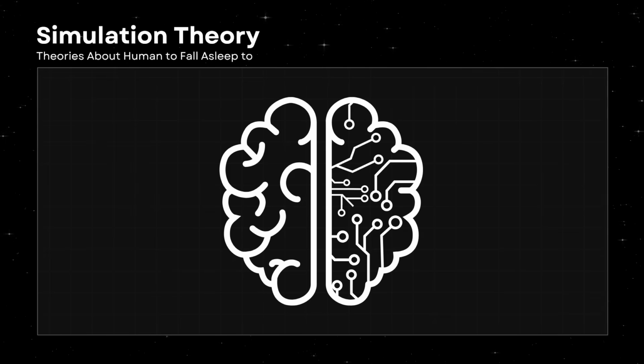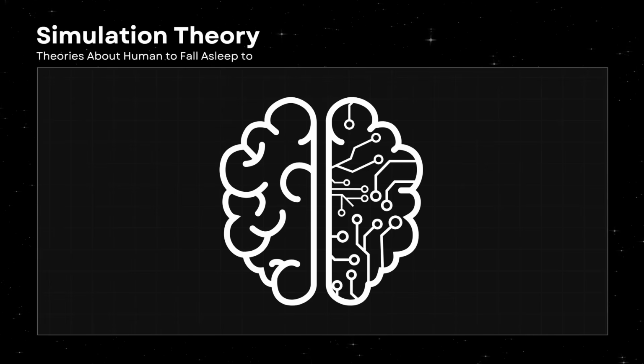According to this idea, everything, people, objects, even the laws of physics, could be code running on a system built by someone else. This theory became well known through science fiction, especially films like The Matrix. But it is not just a story device. Some scientists and philosophers have taken it seriously. One of the most widely discussed versions of it comes from philosopher Nick Bostrom.